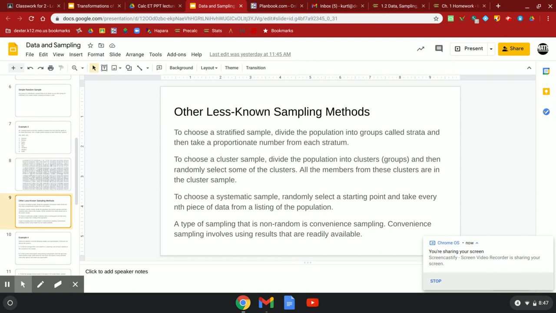So, yesterday we talked about a simple random sample. We did a Super Bowl party. We saw three different ways we could do a simple random sample. And I really like the calculator way that we did it, so make sure you're focusing on that.